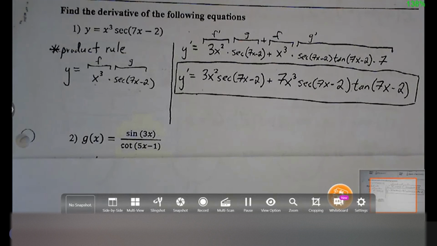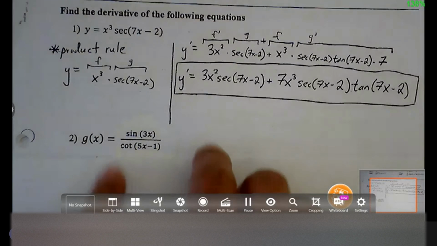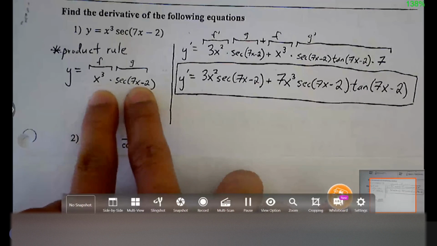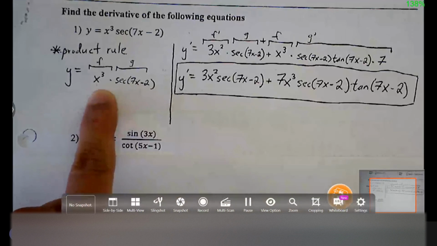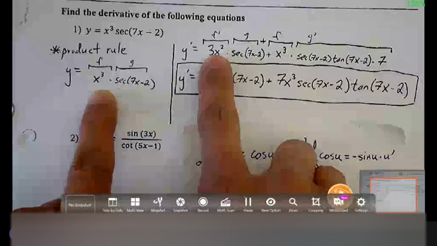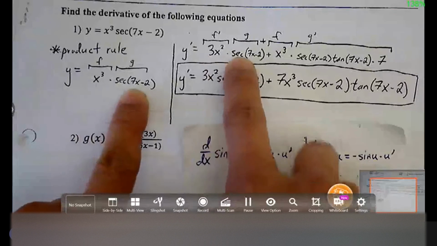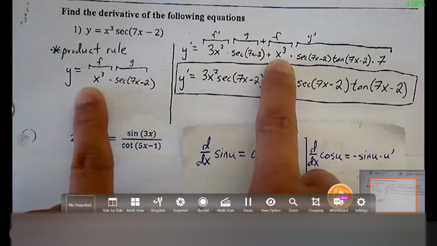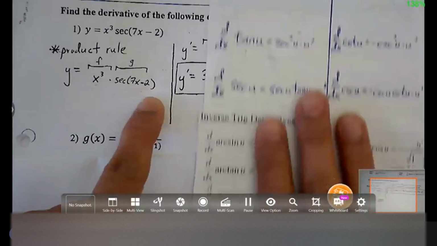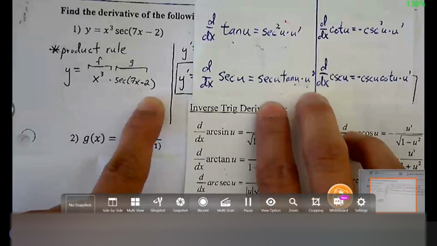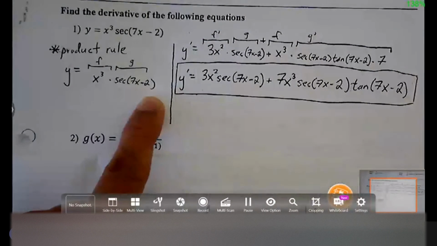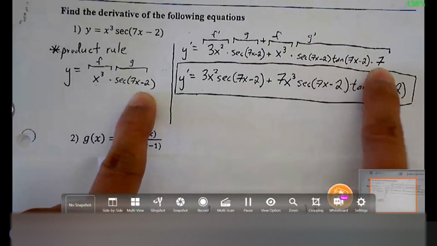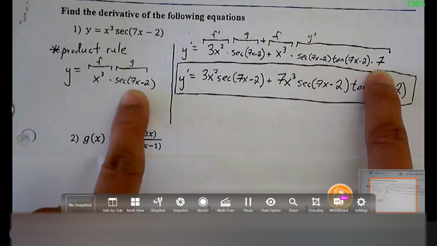Okay, let me go through the steps, see how you guys did. So treat my first term as f, my second as g. Go through product rule: f prime, x cubed becomes 3x squared. We keep the original g function, back to f. And then g prime is asking for secant's derivative, and secant's derivative is secant u tangent u times u prime, so we're just applying that step here. So secant parentheses, tangent parentheses, and then the derivative of what's inside the parentheses, which is times 7.